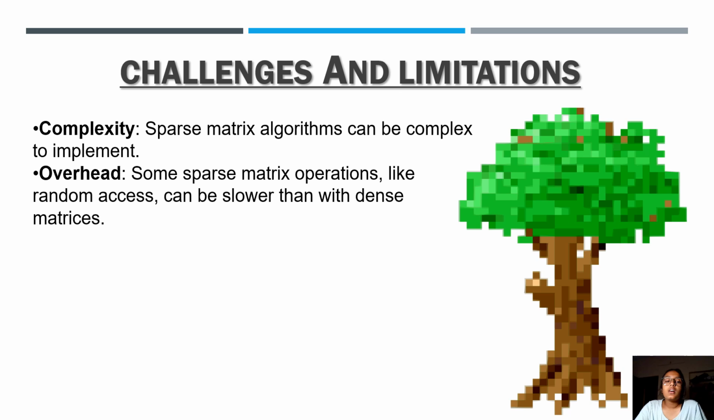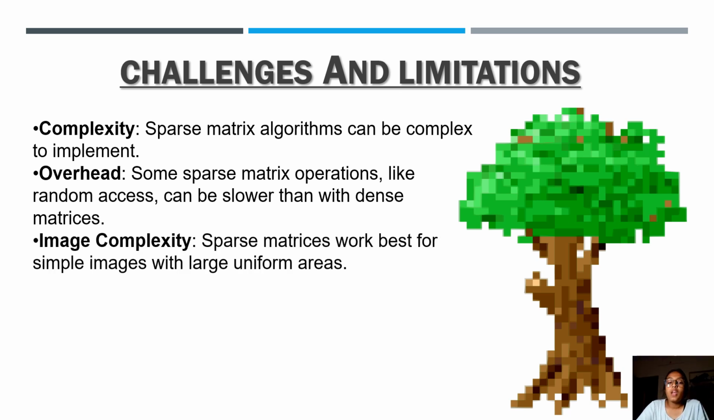The overhead: some sparse matrix operations like random access can be slower with denser matrices. Image complexity: sparse matrices work best for simple images with uniform areas. As we saw in the picture of the girl previously, the image was very simple and small and not so complicated, so it was easier to compress images like that. But images that have different textures and different layers and a lot of variation in light and in colors would make it very difficult to implement these complex algorithms, leading to lossy compressions that make the pictures look shabby.